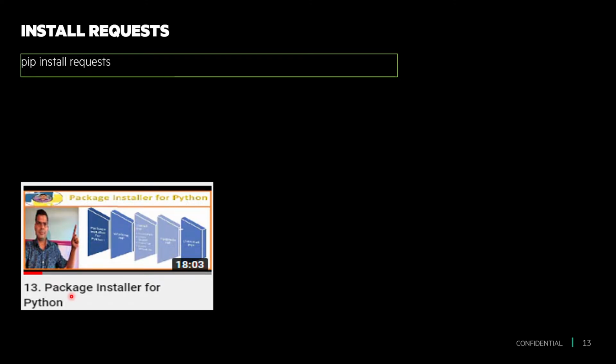So now we understand what API is. We already went through REST. Now we'll be talking about the Python solution, which is in terms of a library, and that library name is requests.